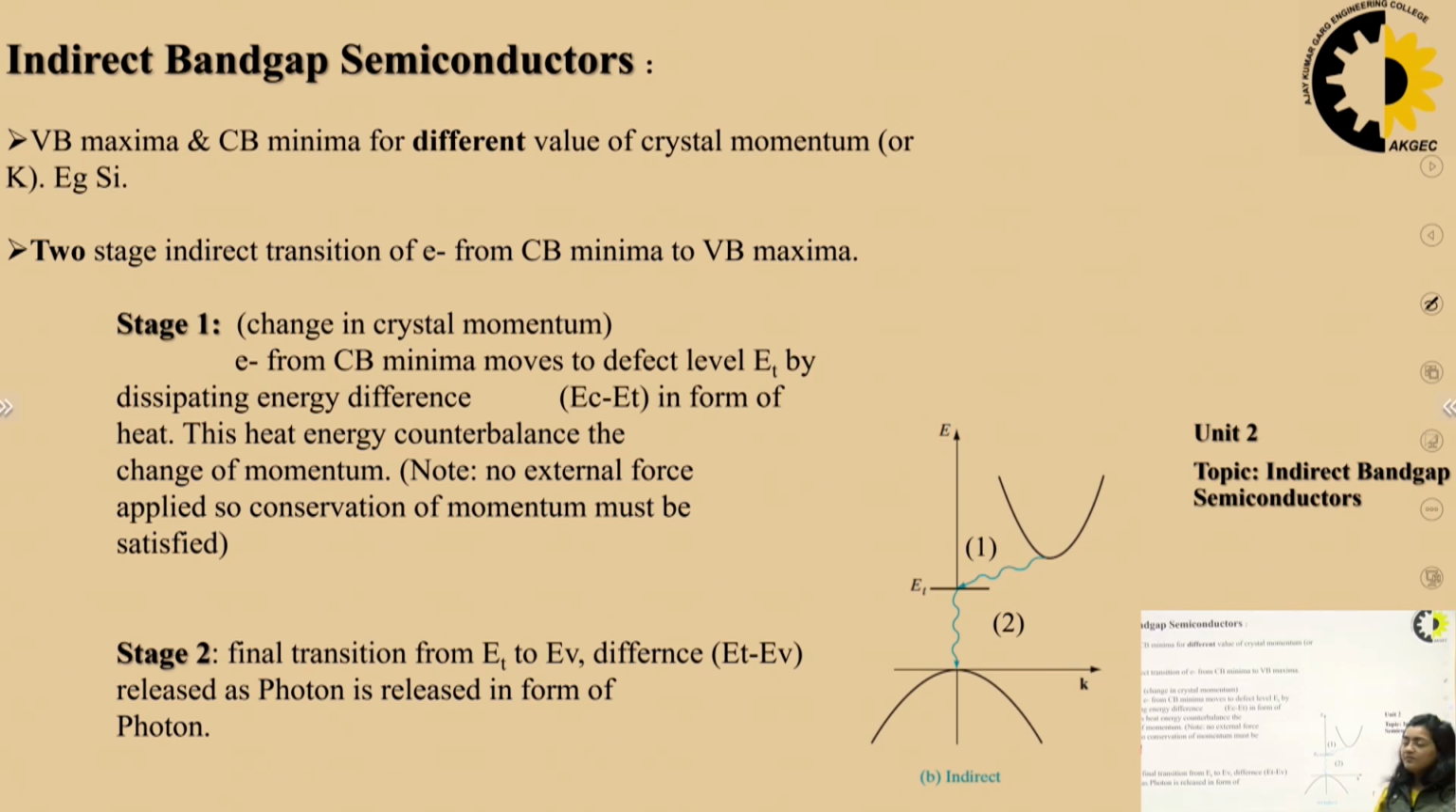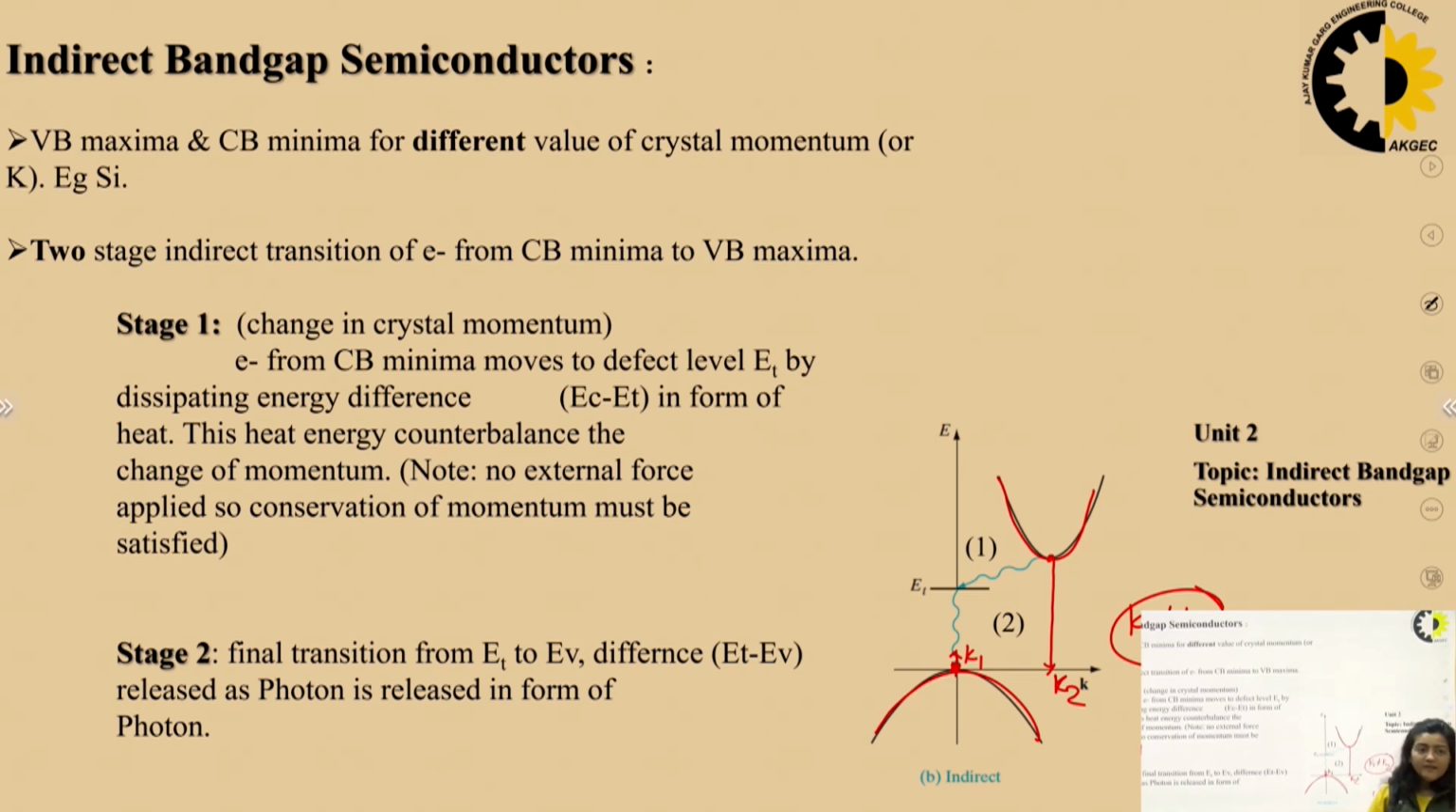Now the second type is the indirect band gap semiconductor. An indirect band gap semiconductor has the valence band maximum at some point, and the conduction band minimum at some other point, meaning these points are not equal. This is, suppose, K1, sorry K2, and this is K1. So K1 is not equal to K2, and they have the maximum and minimum at different momentum.